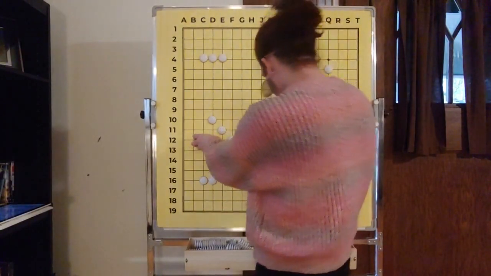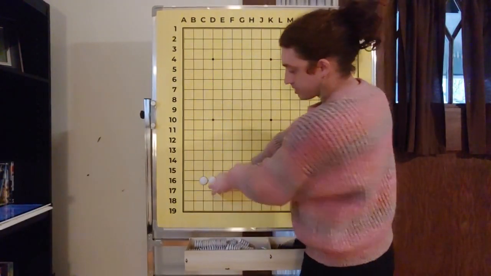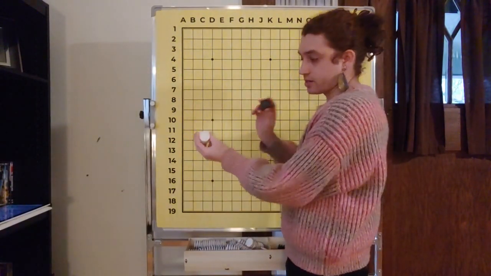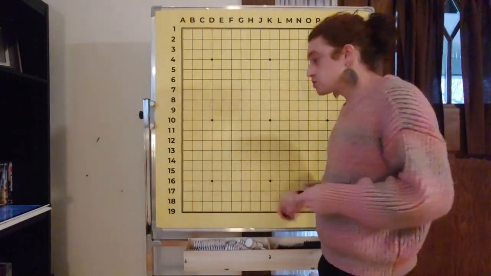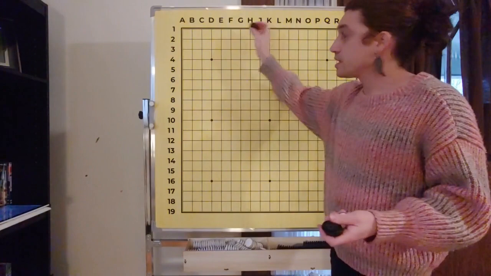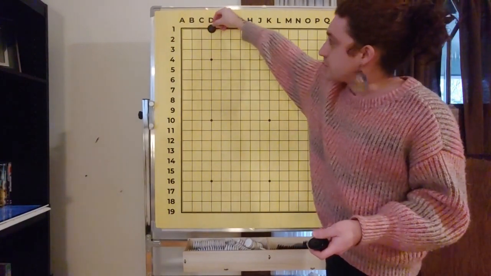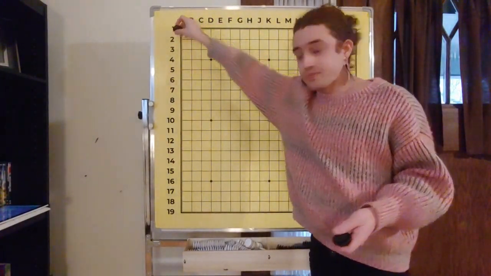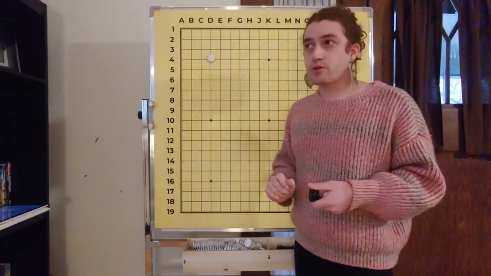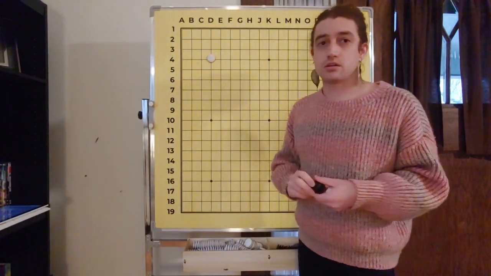This is a game for 2 players, and the players take turns. One player is black, one player is white. Black always goes first, and you place a stone anywhere on the board, that is, any intersection of the board. Edges are fine, corners are fine, and you take turns. You're not really going to want to pass until you get very, very far towards the end of the game.